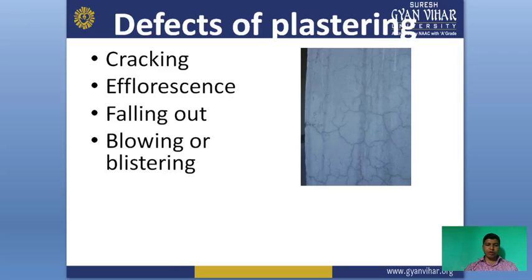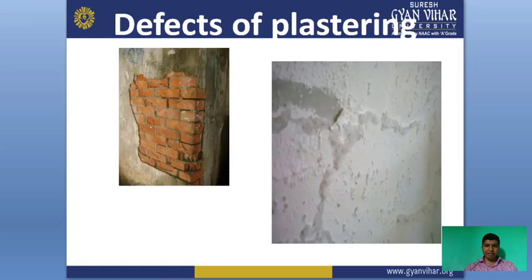If we use more cement or more sand, efflorescence will occur, and falling out happens if we do not give proper curing to the plastering. It will fall out from that surface. This figure shows the defects of plastering. Efflorescence is also included, and blowing has also occurred in our plaster. Cracking has also occurred, and falling out has also occurred in this photo. It means these pictures show the defects of plastering.